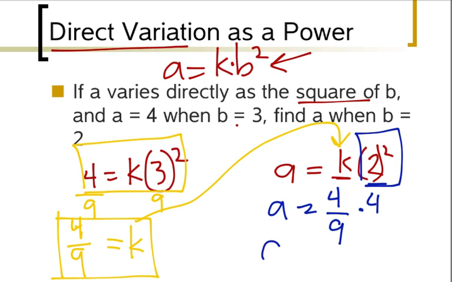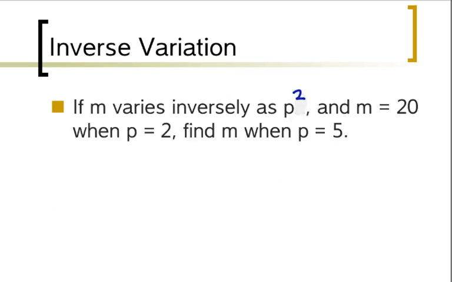So the answer for a is that a equals 16 over 9. And it just so happens that this doesn't reduce very nicely, but that's alright. So a for my answer is 16 over 9. Now we're going to look at inverse variation.